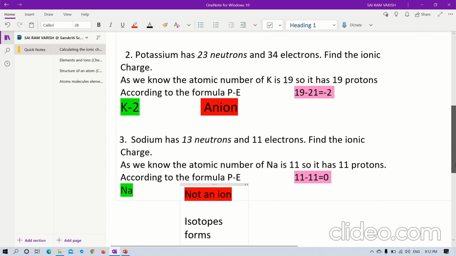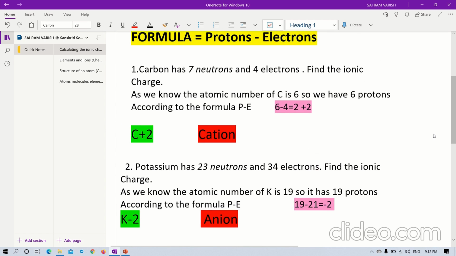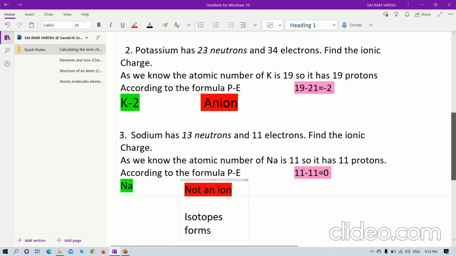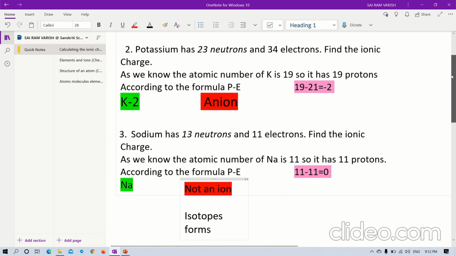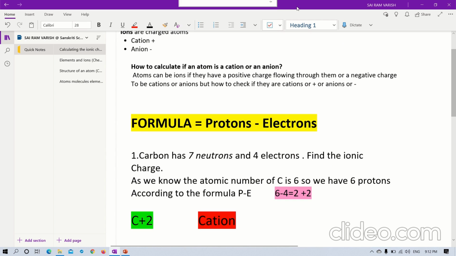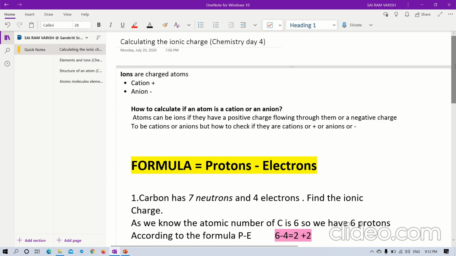So, in our first case, when we solved, we got a cation. When we solved in the second case, we got an anion, and in the third case, it's no ion, it's just a neutral atom. So let me just revise it once again for you guys. Now, ions are just charged atoms. So atoms, if they have a negative charge or a positive charge, they're said to be ions. If they have a negative charge, they're anions. If they have a positive charge, they are cations. And if they have a neutral charge, they are just neutral atoms. They are not ions.